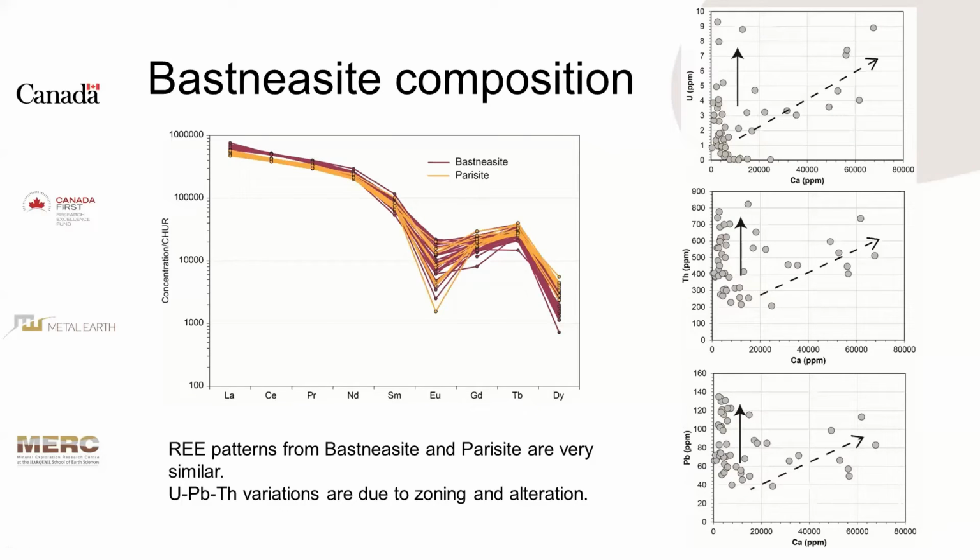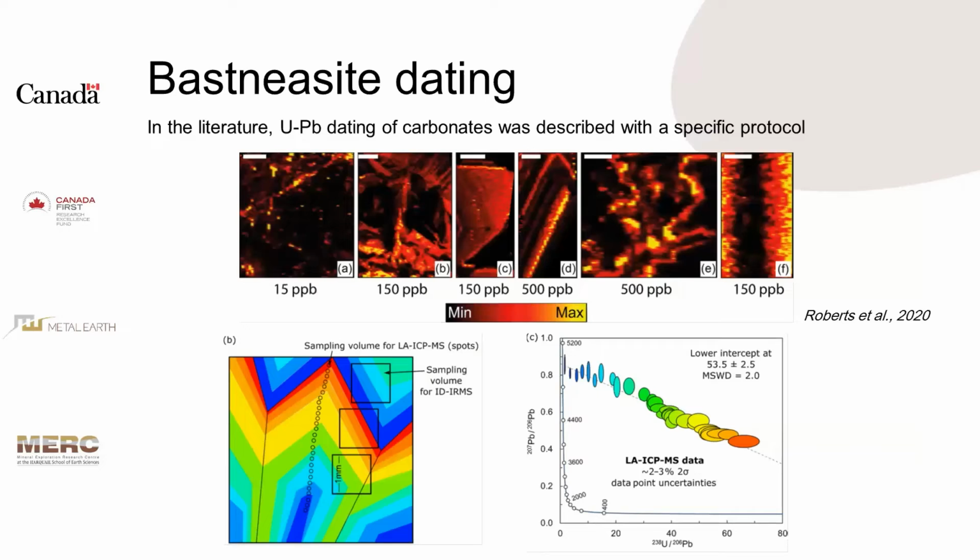The other very interesting thing that we see is this vertical trend here for uranium, thorium, and lead. And this reflects the zoning of these elements in the bastnasite crystal itself. So you have a zoning during the crystallization. And this is very well known actually for carbonate samples. And it's been described in the literature, and how to date this kind of minerals, considering that you have this zoning, has been described by Roberts and collaborators in 2020.